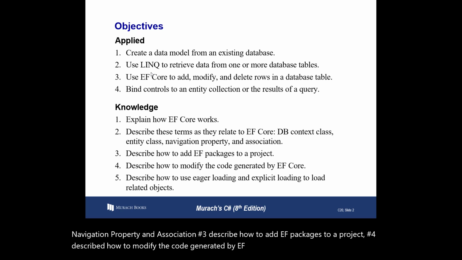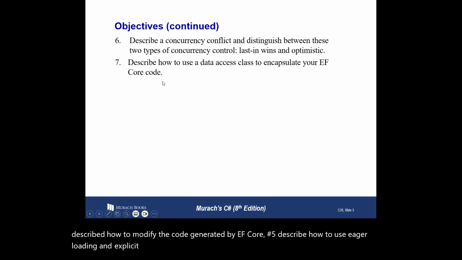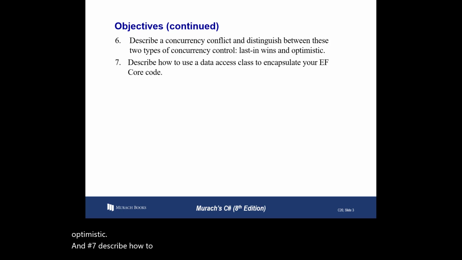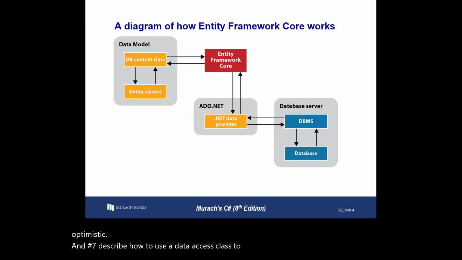Number 5, describe how to use eager loading and explicit loading to load related objects. Number 6, describe a concurrency conflict and distinguish between these 2 types of concurrency control: last in wins and optimistic. And number 7, describe how to use a data access class to encapsulate your EF Core code.